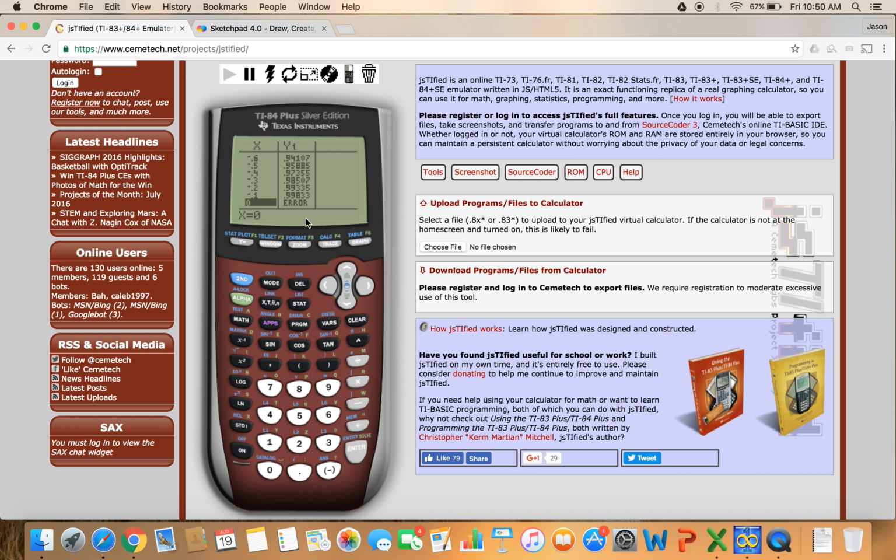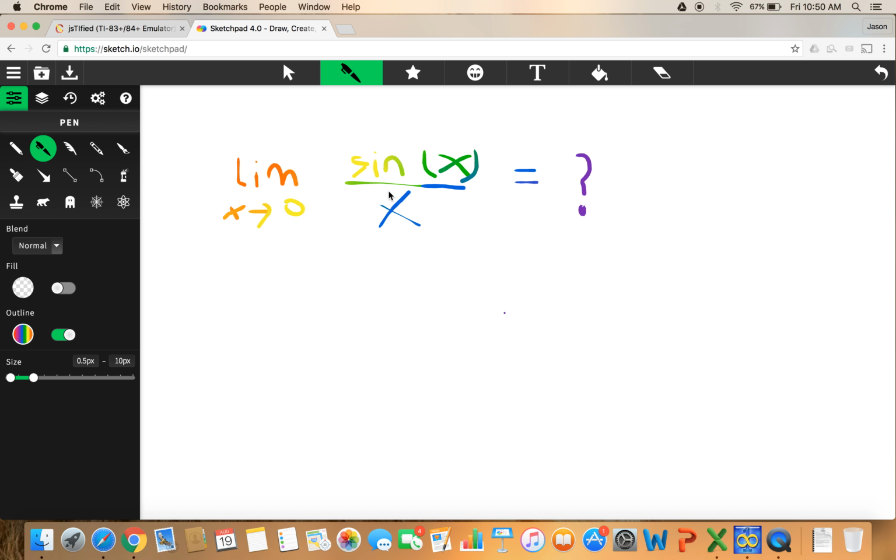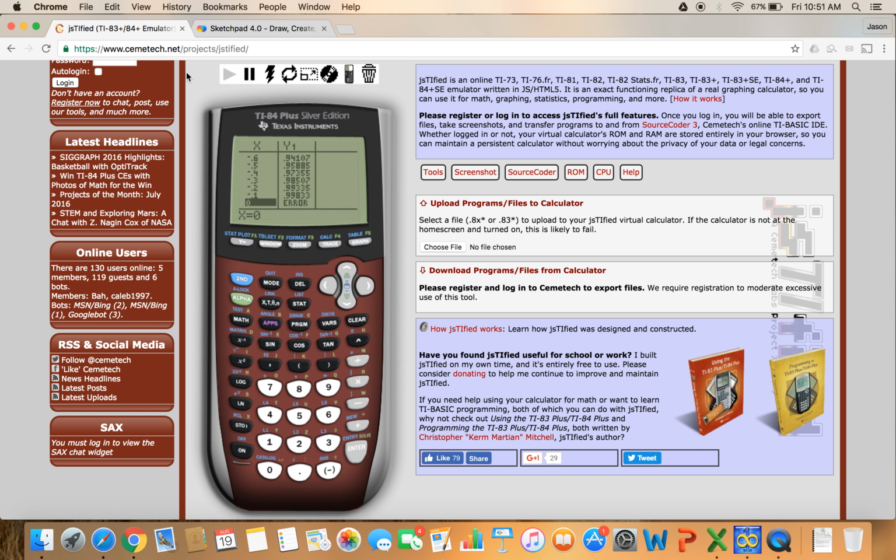And then if I plug in 0, I get an error. And well, that should make sense because there's a hole here. I can't plug in 0. So that's good. That should make sense. But I'm getting closer and closer to 1. And then afterwards, if I get closer the other way, I get closer and closer to 1.